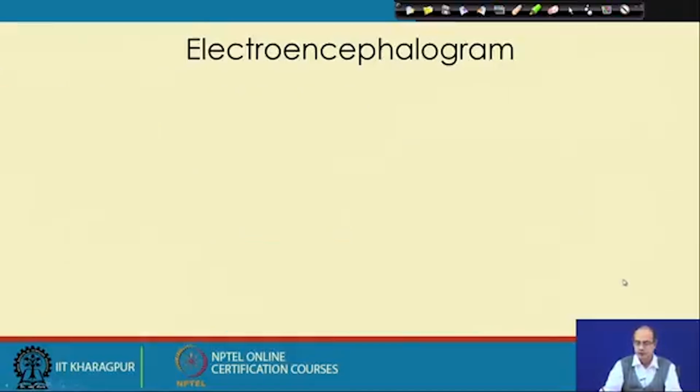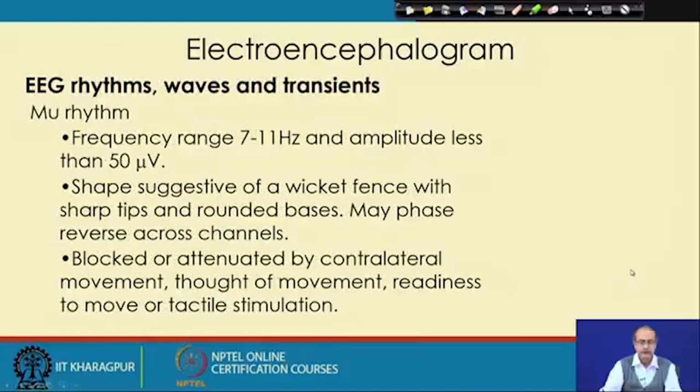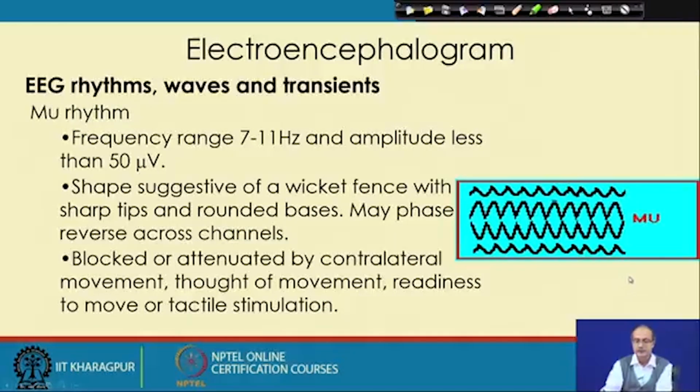Now, let us look at the mu rhythm. In case of the mu rhythm, the frequency range is between 7 to 11 Hertz, and amplitude is less than 50 microvolt. Okay. So, amplitude wise, it is similar to the previous one, however, it is repetitive, it is not a single wave. Now, in this case the shape looks like a wicket with sharp tip and rounded base. Okay.